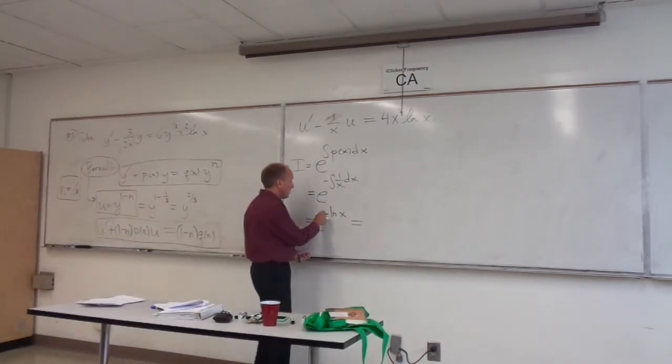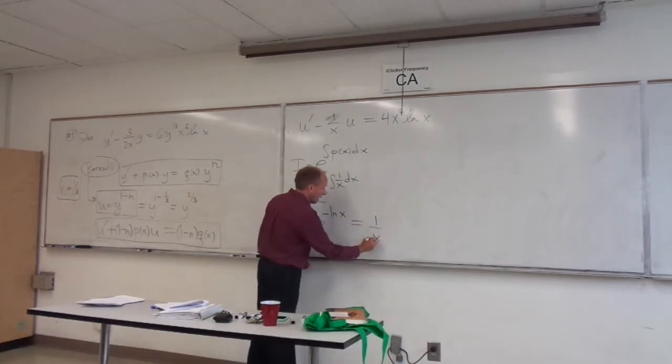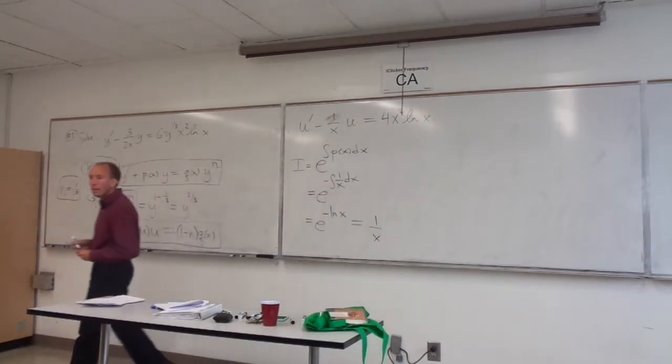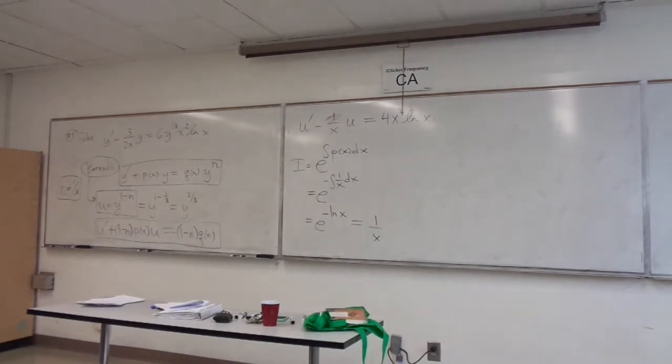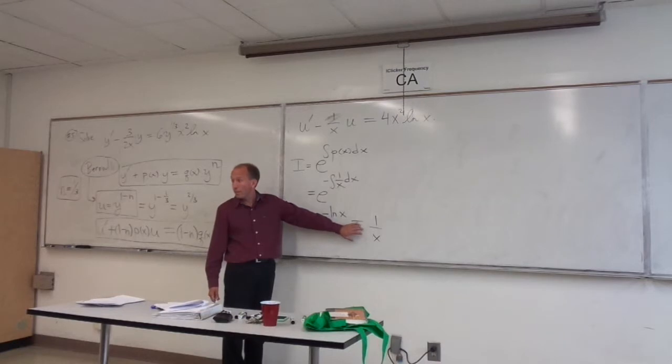Yeah, x, basically this minus 1 goes upstairs. It's like x to the negative 1, and then the e and the ln cancel. So it's just 1 over x. We're doing this fairly quickly. I'm hoping it's kind of review. This is the integrating factor.